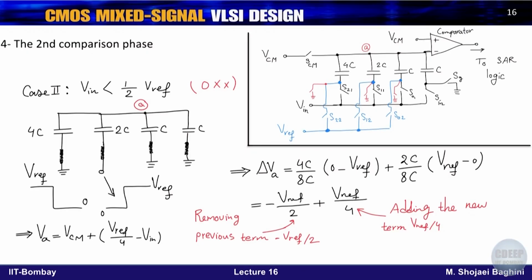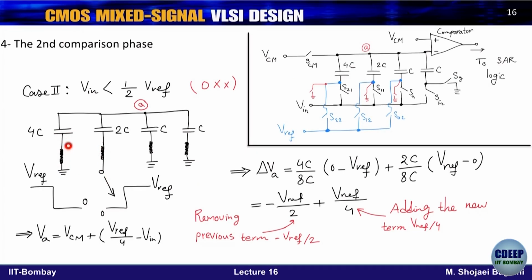Now, in the second comparison phase, if we have the case that V in is less than 1 upon 2 Vref, the first thing which will happen is the logic circuit will make the first bit 0, because we made it 1 to generate Vref upon 2. But now because the input is less than Vref upon 2, the logic circuit will make it 0. That means we made an assumption, but that assumption was not correct. Fine, therefore that means now we have to take the bottom plate of 4C to ground and generate now Vref upon 4.